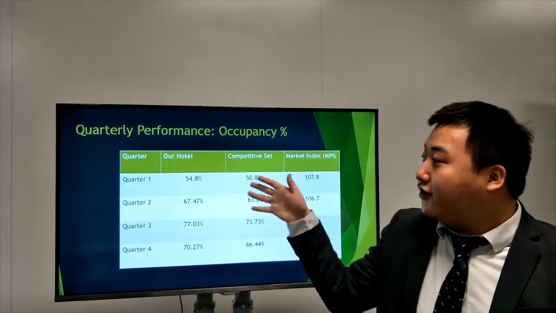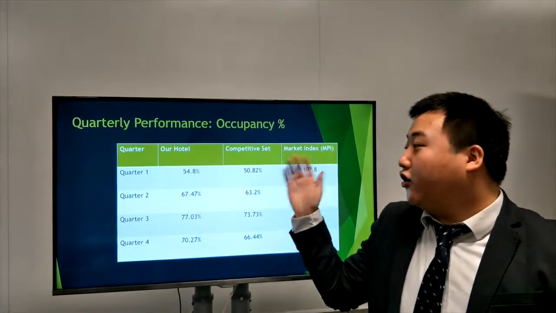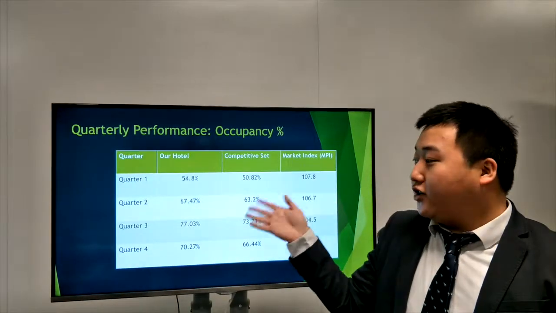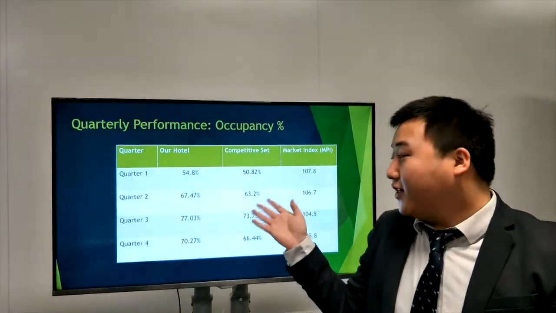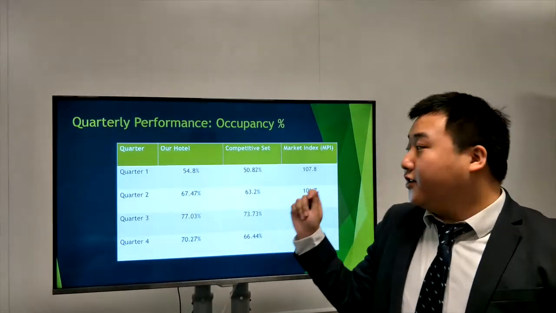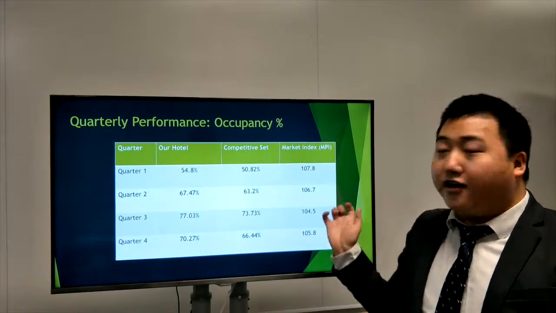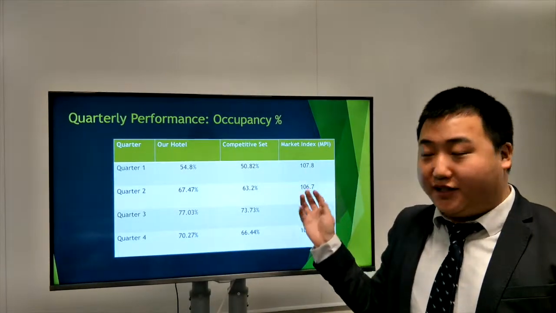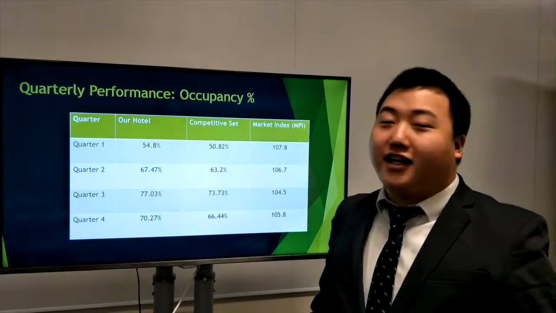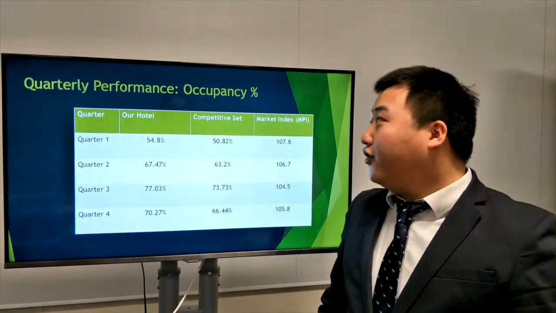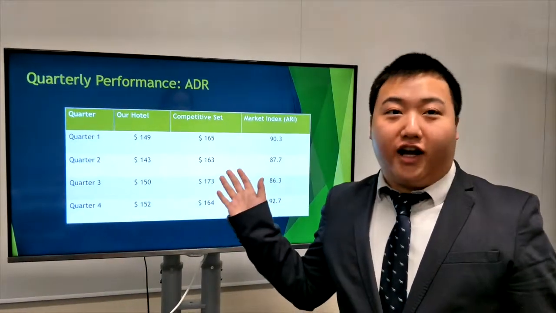And after quarter 1, our occupancy kept increasing and reached 77% in quarter 3. So during the whole year, our NPI was higher than the average of our competitors. Even though we had comparatively higher occupancy than the average, our ADR didn't reach our expectation.